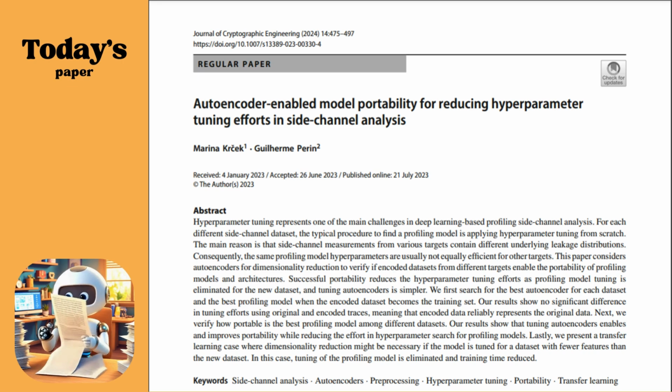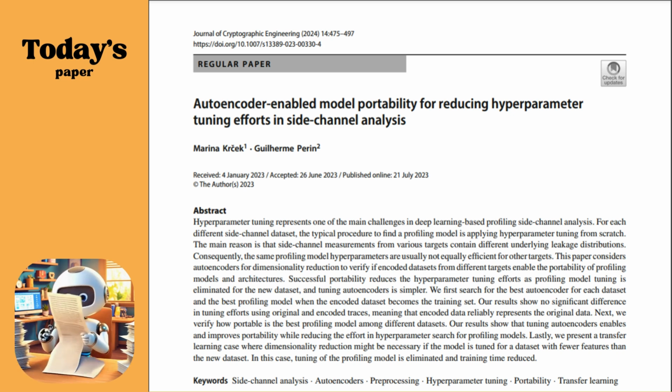But things got a little bit trickier when they tried it with the ASCAD-F dataset. Oh no, what happened? Some of the models just didn't perform as well, and they thought it might be because of the specific autoencoder they used to compress that ASCAD-F dataset. So maybe the compression method wasn't quite compatible with the other data sets. That's what they were thinking.